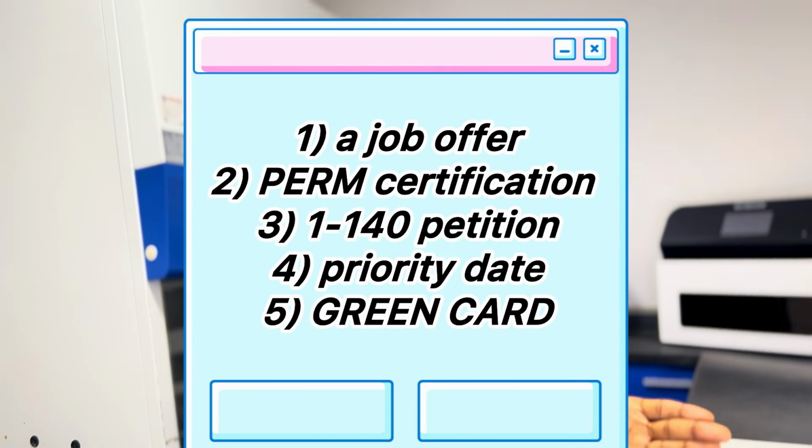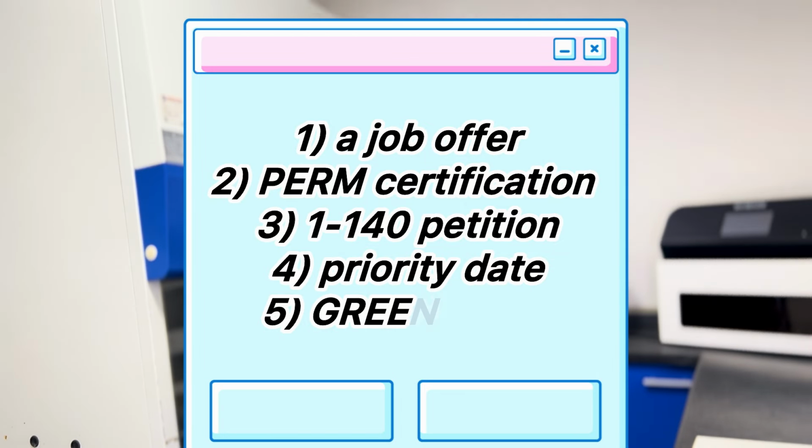But at the end of the day, the benefit is that you get permanent residency in America through the EB-3 visa. So the whole process is to first of all start with your job offer, your PERM certification, I-140, then priority date, and then you have your green card. So next up, we have the H-1B visa.